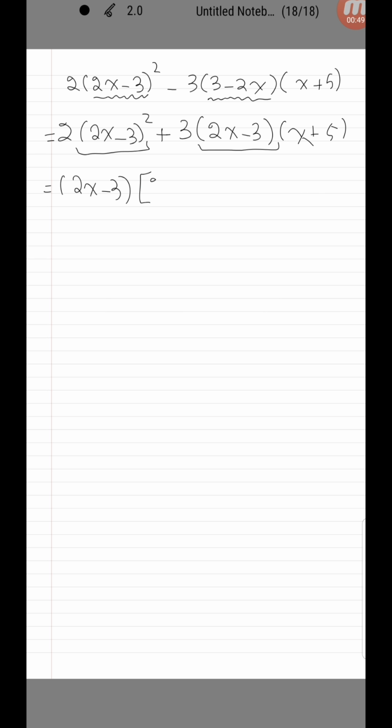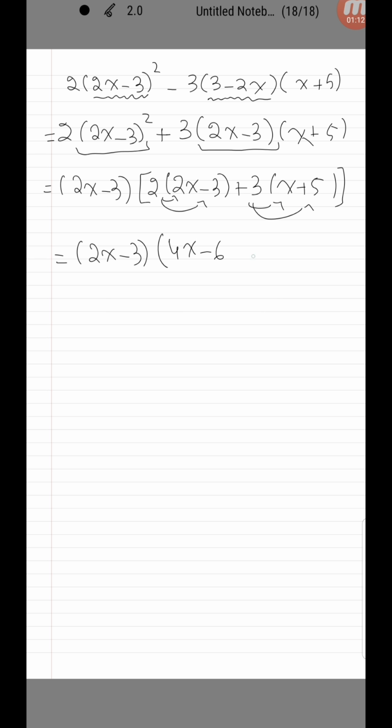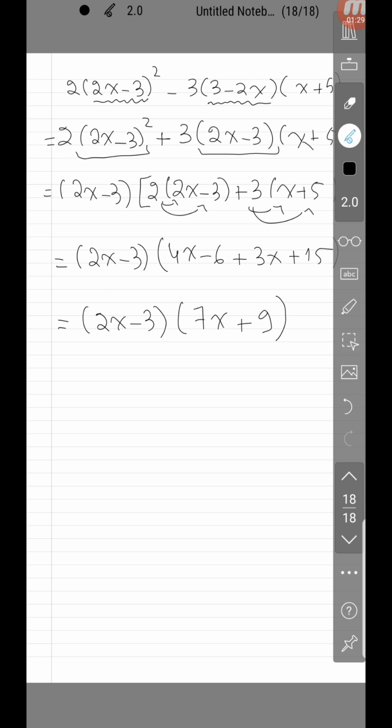Now I open the brackets. I'm left with 2x minus 3 squared divided by 2x minus 3 is 2x minus 3, plus 3, 2x minus 3, 2x minus 3, they cancel, I'm left with x plus 5. Now expand. 4x minus 6 plus 3x plus 15, which is 2x minus 3, 7x plus minus 6 plus 15 is plus 9. And I'm done.